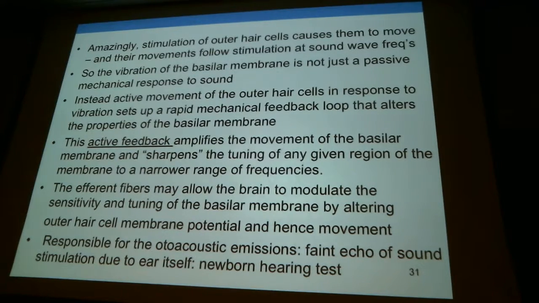In addition, those efferent fibers that we talked about that contact the outer hair cells can actually modify the vibration of the basilar membrane, and it's thought that this also helps by, on the one hand, amplifying sound, but on the other hand, it can dampen the sound response. So you have a whole system that's set up to respond appropriately to sound levels.